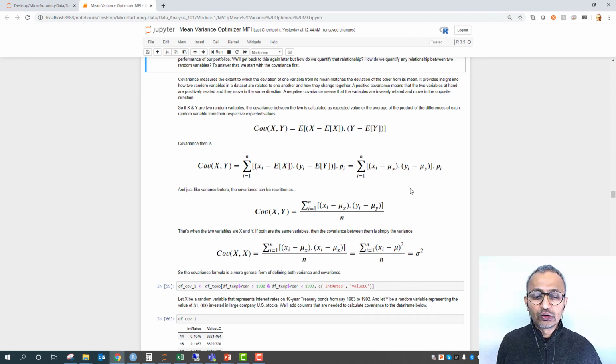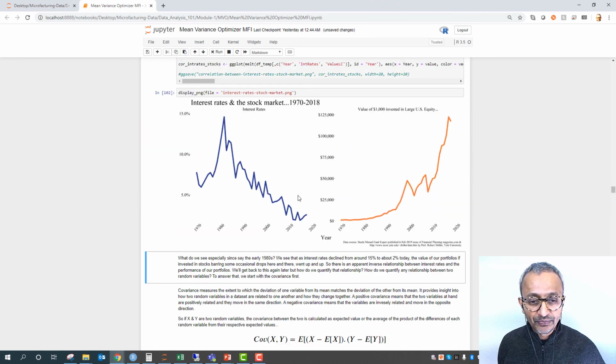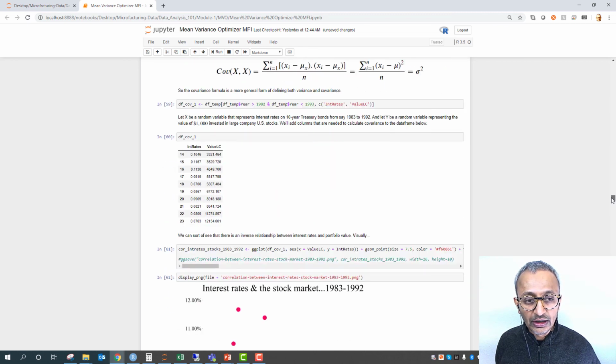I hope this covariance business is clear, and I hope we started off with a way to explain what it is conceptually just by looking at a plot of two variables. We're going to talk a little bit more about covariance and then move on to correlation.